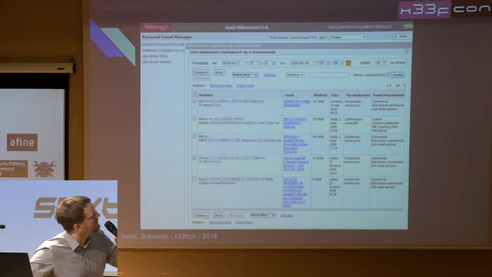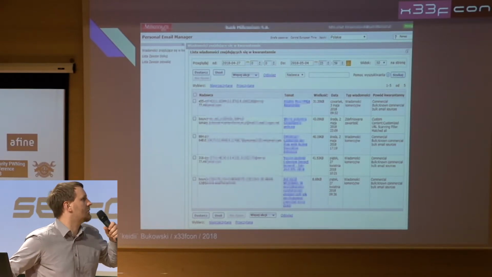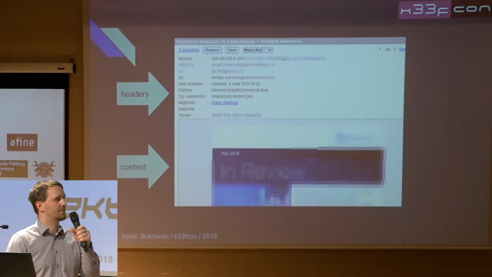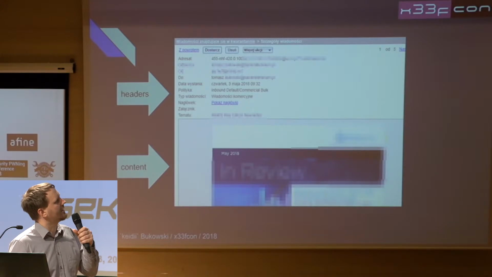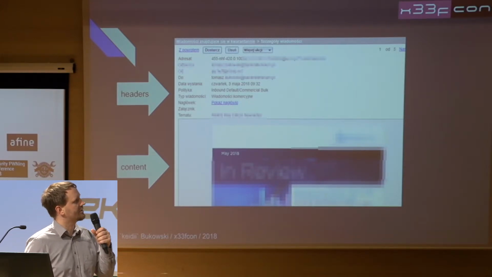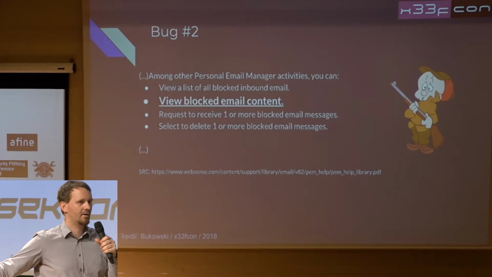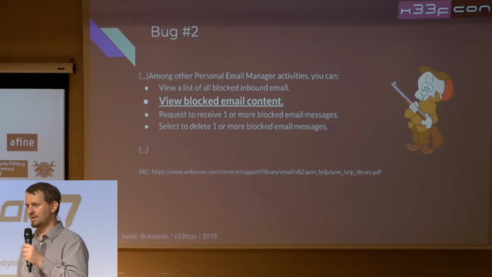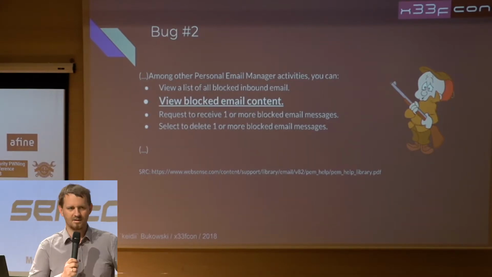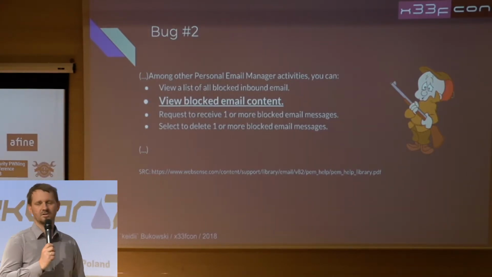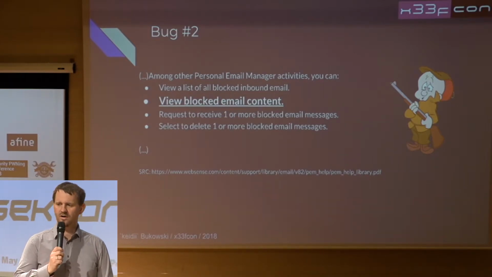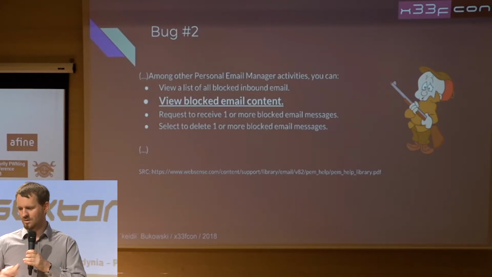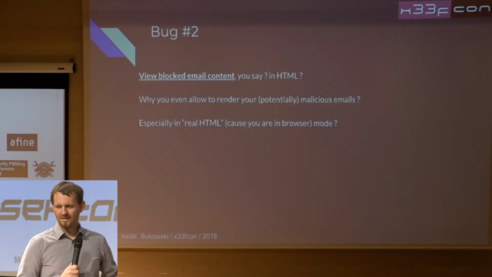So this is how it looks. You see that there is a list of messages, nothing special. This is the preview of our email sent. We see that we have headers, content, nothing special still. What about the features? One of the features, you can view the blocked email content. And this caught my attention, because you are viewing content of an email that was classified as potentially malicious, okay?